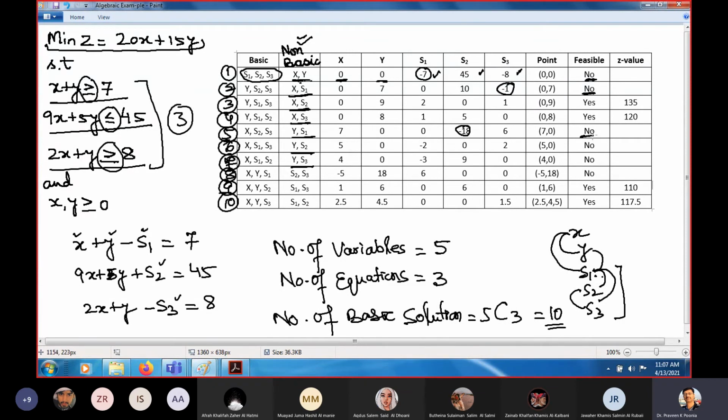Negative value is there, not feasible. Negative, no. Negative, no. So only 4 corners are the feasible corners. And out of these 4 corners, you will get the maximum value here. This is the maximum value. And here you will get the minimum value. So you need to solve and practice this question.